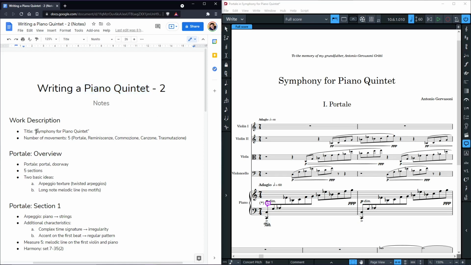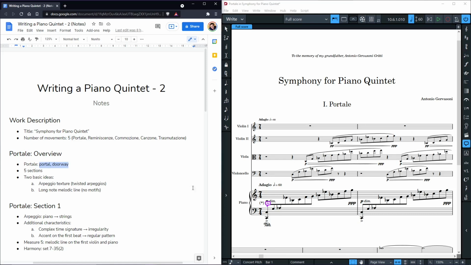The work is called Symphony for Piano Quintet. I explained my reasons for the title in my previous video, and it will have 5 movements. The first is called Portale, which means portal, doorway in Italian. It's a slow movement with a melancholic and nostalgic character, and here you can see the first 2 measures.